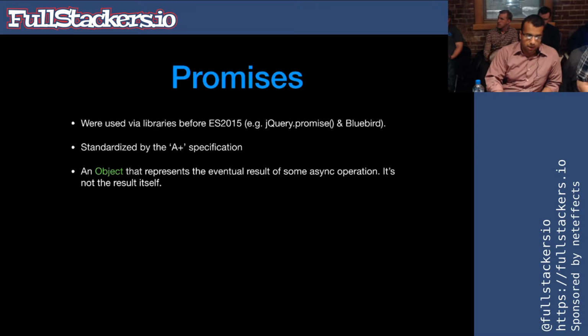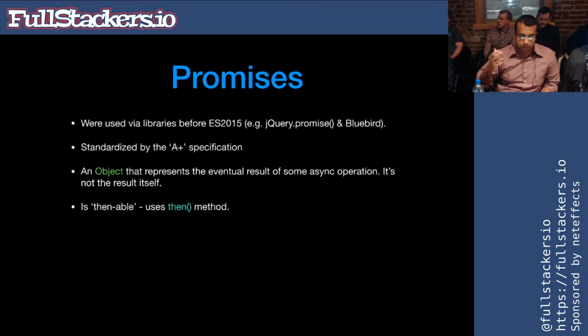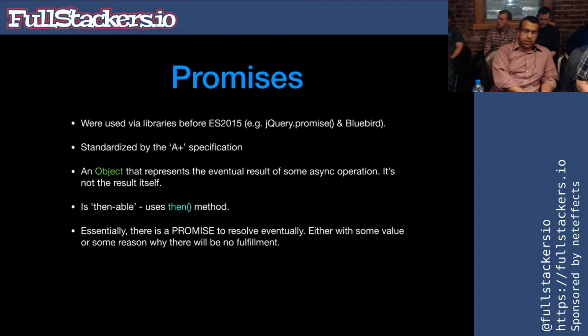So the key defining parameter of promises is that it needs to be thenable. In other words, it has to have a then method, and we'll definitely see what that's all about in the real code. Essentially, it's a promise to resolve eventually. Either there's going to be some value, some usable positive result, or some reason why there will be no fulfillment. And that's what a promise essentially is.